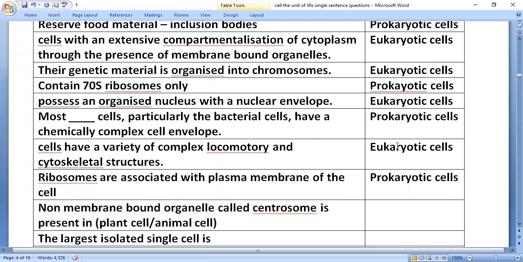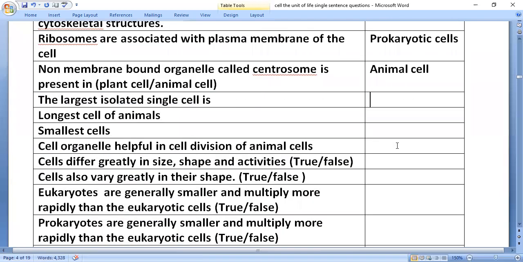Non-membrane bound organelle called centrosome is present in animal cell. Largest isolated single cell is egg of ostrich. Longest cell of animals, nerve cell. Smallest cell, mycoplasma. Cell organelle helpful in cell division of animal cell, centrosome.